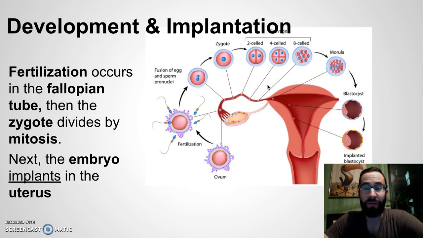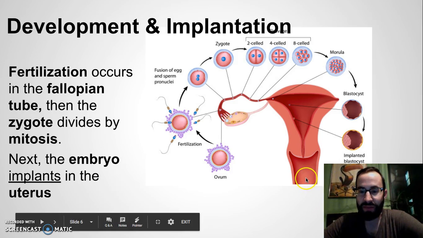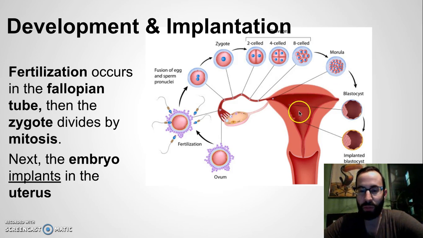Now, let's move on to development and implantation, right? If the sperm and the egg meet, and this is when the egg gets released from the ovary, it starts traveling down through the fallopian tube. If sperm is deposited in the vagina, it swims up, makes its way through the cervix, into the uterus, and into one of the two fallopian tubes.